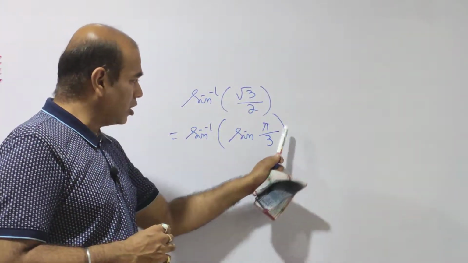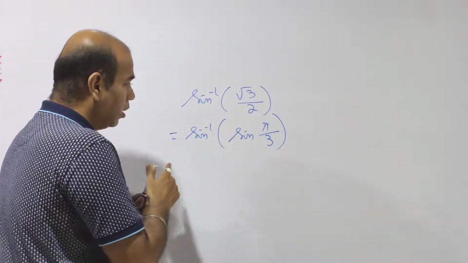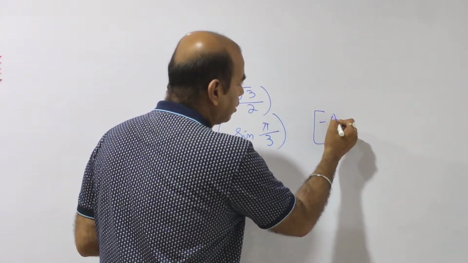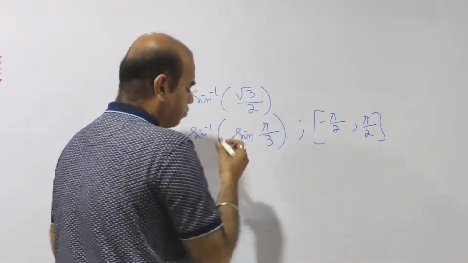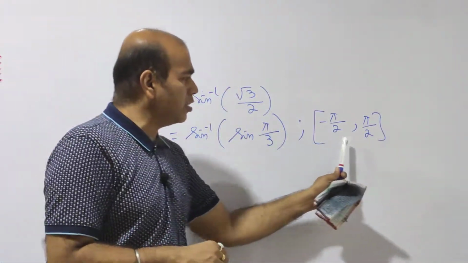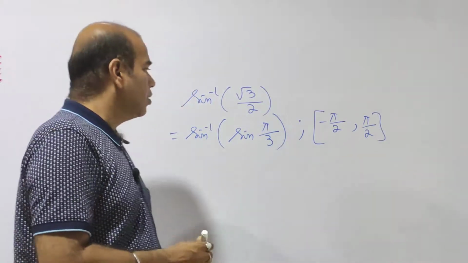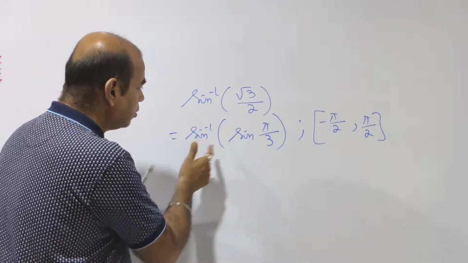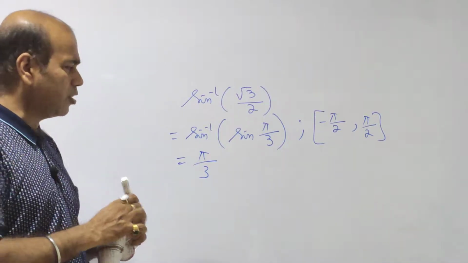Now sine 60 I know, but after that I have to take care of one more thing, that is whether this angle is within the range of sine or not, minus pi by 2 to pi by 2. If this angle is within the range of sine, then sine inverse and sine will cancel, and I will write directly pi by 3. Pi by 3 will be the solution.